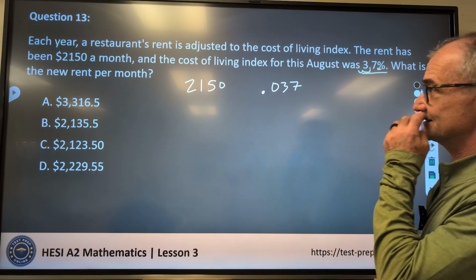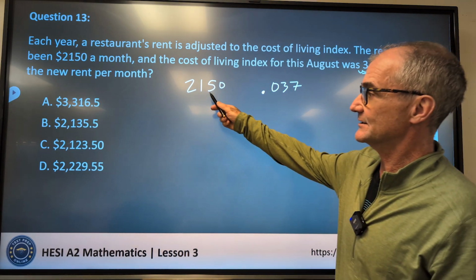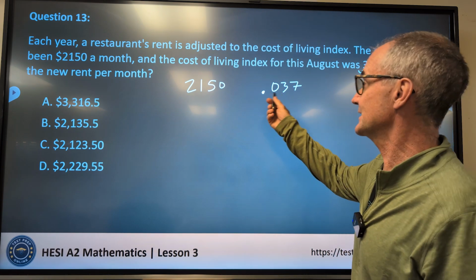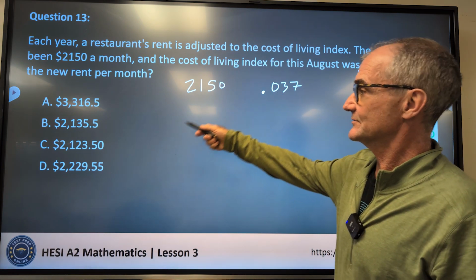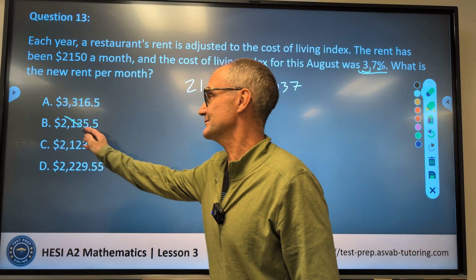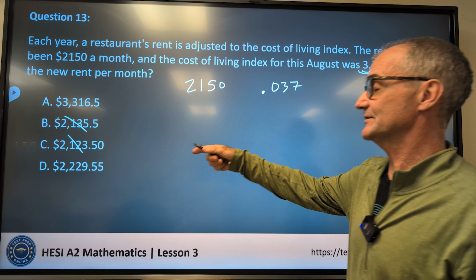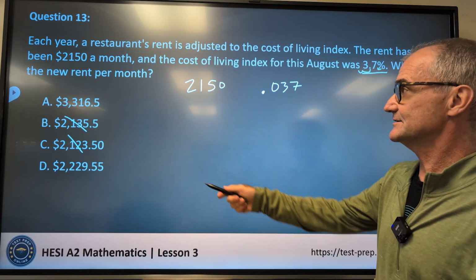Before I do anything, let me see if I can figure this out. I'm starting here at $21.50. I'm going up a little amount. I mean, if you're paying it, I guess it always hurts. So this is less than $21.50. It can't be that. This is less than $21.50. It can't be that. I've got 2 to choose from.